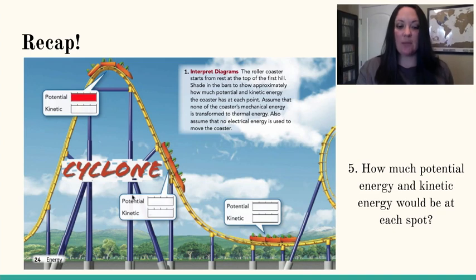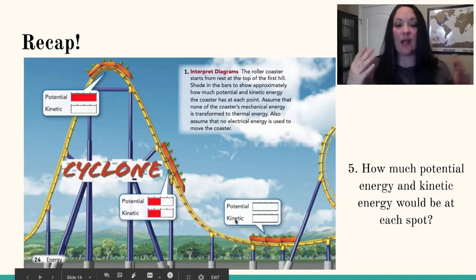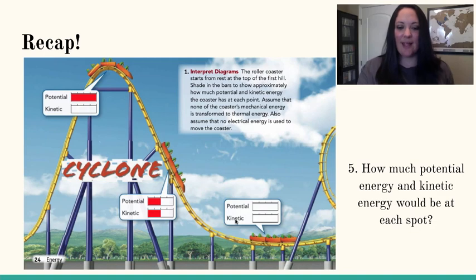Now let's look at our second box. The roller coaster is halfway down the hill. It's starting to convert that potential energy into kinetic, so it's going to have half potential and half kinetic. All right, for our last one, the roller coaster has reached the bottom of the hill. It's going as fast as it can. It's going to have the maximum amount of kinetic energy.